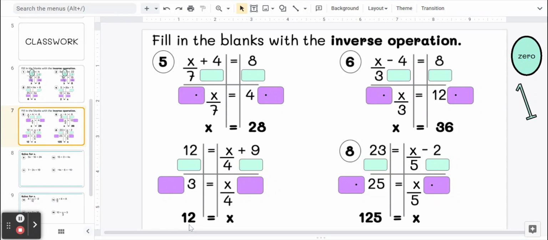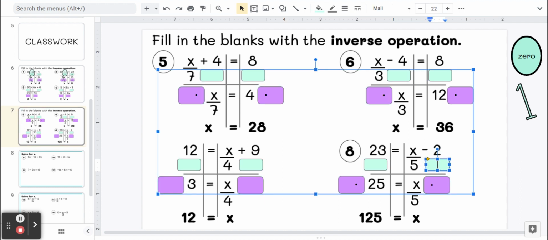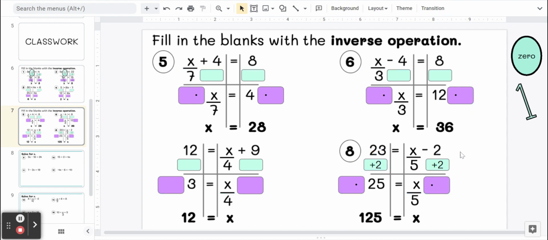Let's take a look at number 8. This time the variable is on the right side. So we're going to start by getting rid of the integer. The integer we want to get rid of is 2, and you could read this as subtract 2 or negative 2. All right, so if it's subtraction, the opposite or the inverse would be to add 2 to both sides. So I'm going to type that in both of the boxes.